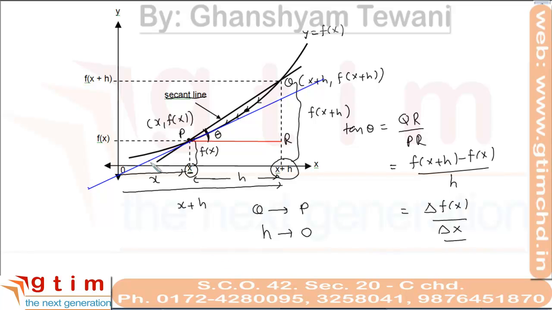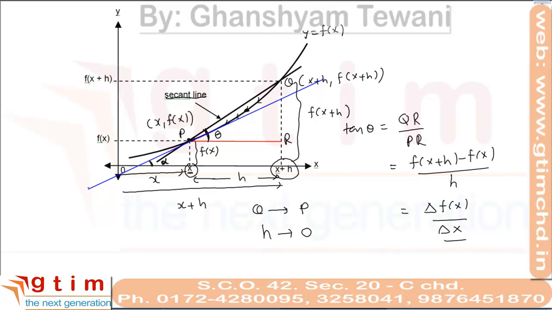Suppose at that time this angle is becoming, suppose, alpha. Now what is tan alpha? Tan alpha is the slope of this blue line, and this blue line is in fact now what? Tangent to the curve at point P. What is in fact a tangent? A line which touches the graph is called what? Tangent. The secants are what? The lines which are intersecting the graph.